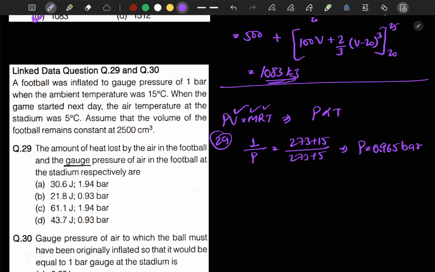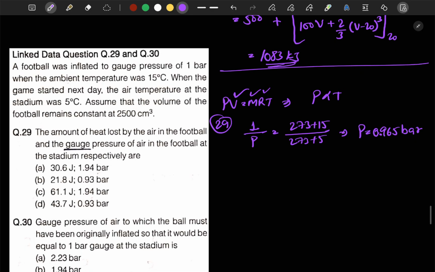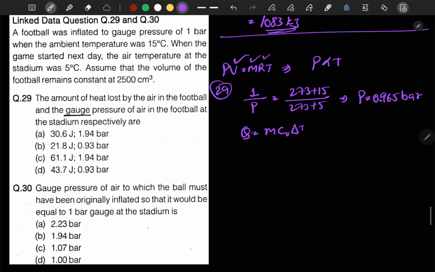Okay, so this is the final pressure, and if we talk about the amount of heat which it has asked, the amount of heat lost can be calculated by calculating the heat at constant volume. Since the volume is constant, the amount of heat lost will be m Cv delta T. Here we need m. What is the mass? The mass should be rho times volume. What is rho?